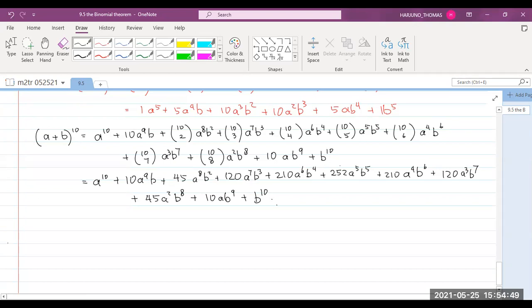Now let's see number 35. Okay, find the first 3 terms of 3c to the 2/5 plus c to the 4/5, to the 25th.